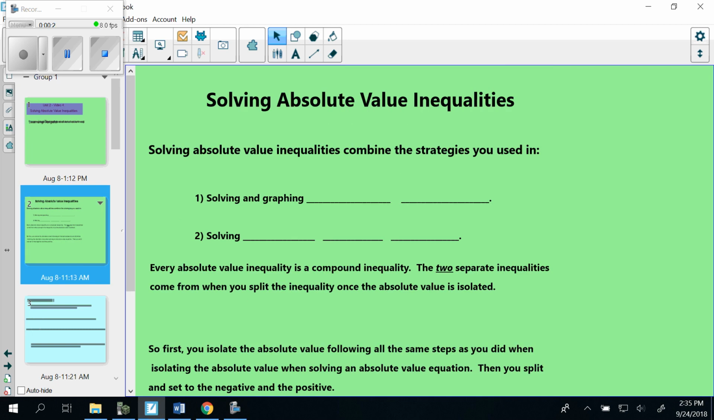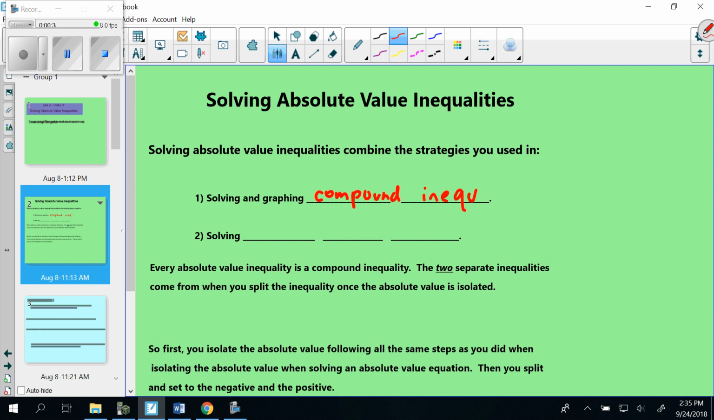Okay, so solving absolute value inequalities, you're going to combine two strategies. One is what we did earlier with graphing compound inequalities. And then also being able to solve absolute value equations.